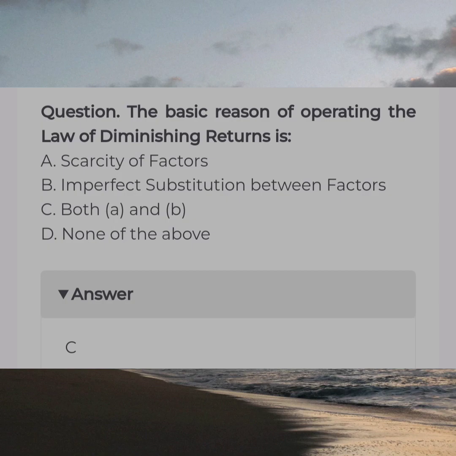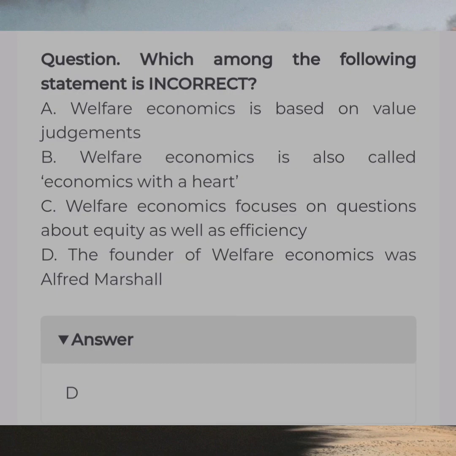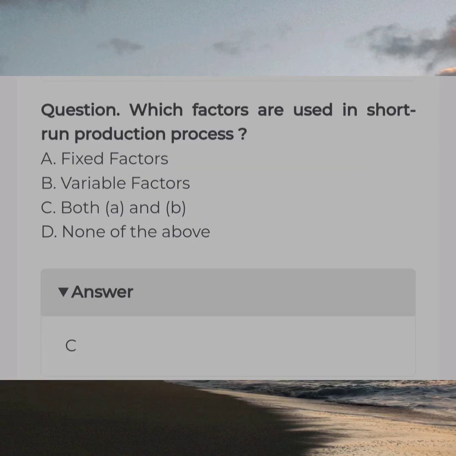The basic reason of operating the law of diminishing returns is answer C, both A and B. Which among the following statement is incorrect? Answer D. The founder of welfare economics was Alfred Marshall. Which factors are used in short-run production process? Answer C, both A and B.